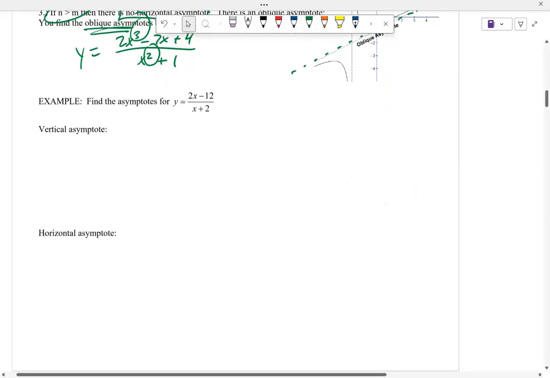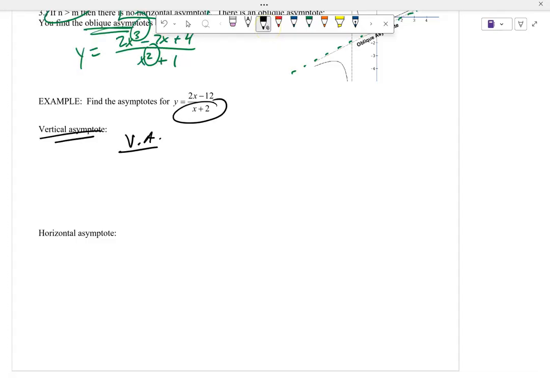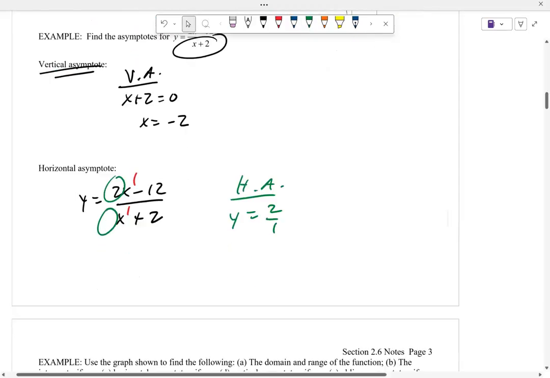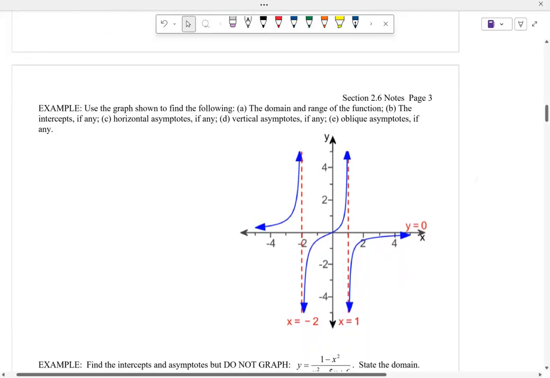So this one we already did. We found our vertical asymptote, where this thing is undefined: subtract 2 at negative 2. We did the horizontal asymptote as well. The degree of the top is 1, the degree of the bottom is 1. If they're the same, I take their leading coefficients. So y equals 2 over 1, y equals 2, right? So that was that one. Let's go on and do some more here.